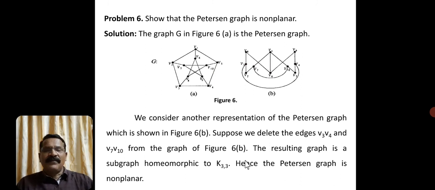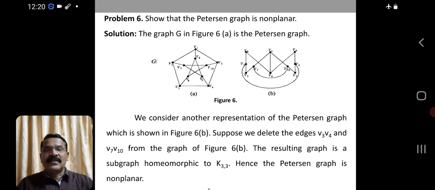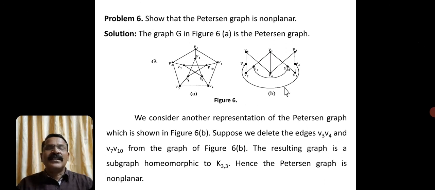So the Petersen graph is a kind of graph like the Kuratowski's graphs. K5 and K3,3 are considered as Kuratowski's graphs. This graph is called the Petersen graph. Inside one cycle C5, outside another cycle C5. You know the cycle C5 is isomorphic to itself.